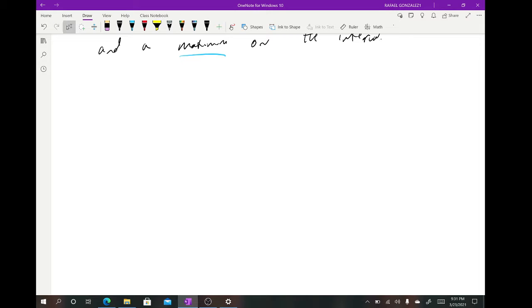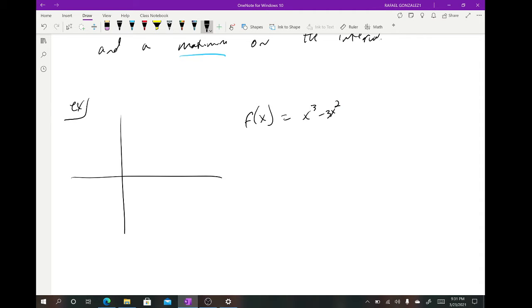So first of all, let's look at the following graph. This is going to be a sketch of the graph of f of x equals x cubed minus 3x squared. And this graph kind of looks like this. It goes up, down, and back up.